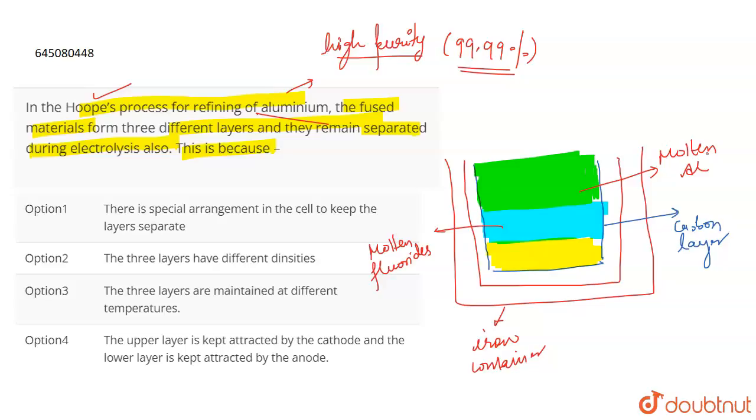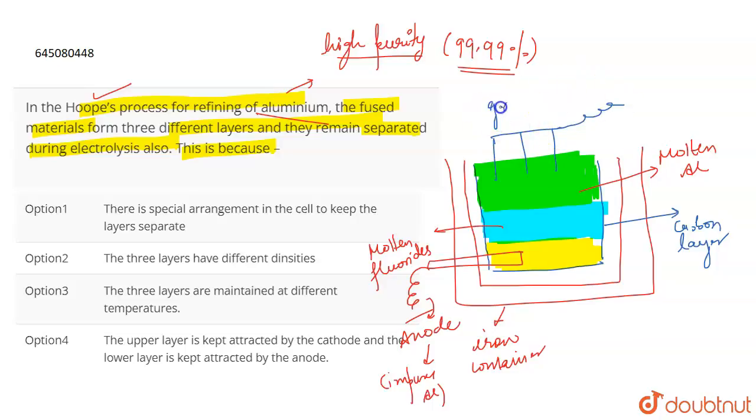And now what really happens is that we have an anode attached here, right? We can depict it something like this. So this is anode, which consists of impure aluminium, okay? Then above the top layer, what do we have? Above the top layer, we have graphite rods which are connected to the cathode, okay? So these are the graphite rods which basically act as cathode only, right? So this is what we have.